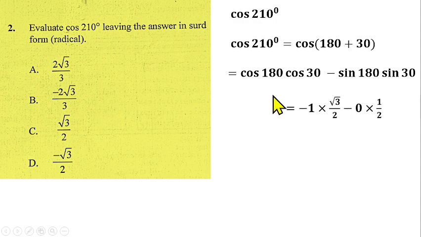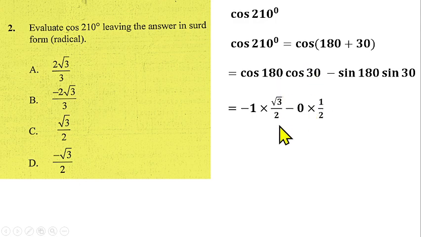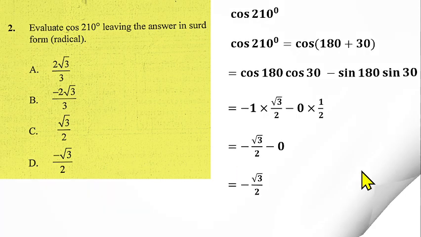So cos 180 is minus 1, then cos 30 is a special angle, and sin 180 is also a special angle. So cos 30 is root 3 over 2, minus sin 180 is 0, then sin 30 is 1 over 2. If you simplify this further, that should give us minus root 3 over 2 minus 0, and that should give us minus root 3 over 2 as the answer for question number 2. It means that option D is the correct option for question number 2.